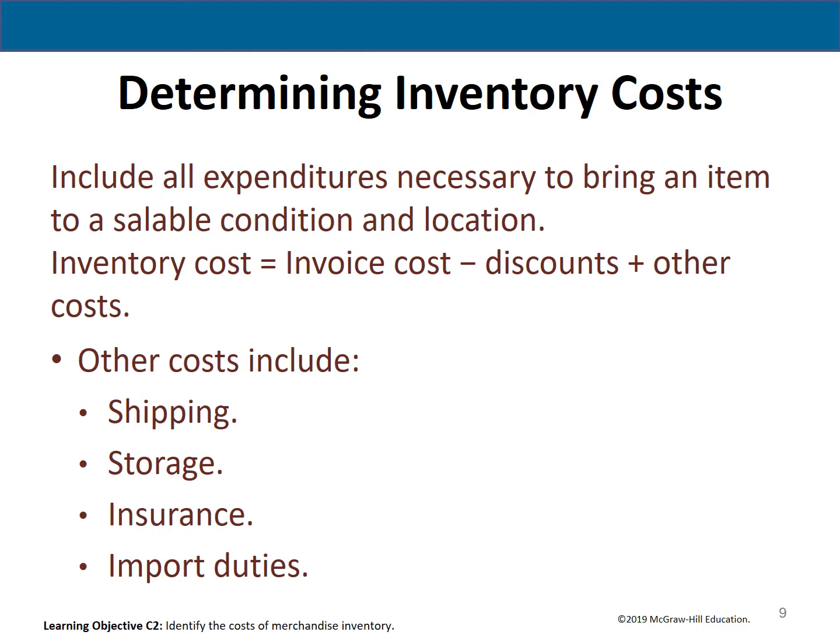And then add other costs. Shipping, if it was shipped FOB shipping point. If you had to store it or pay for any storage, any insurance while it was being shipped, or any special import duties, those being taxes on items you're importing or bringing into the country from other countries. These are all debited to the inventory account because that's the rule. The inventory costs are everything to get it ready to sell and bring it to a location.